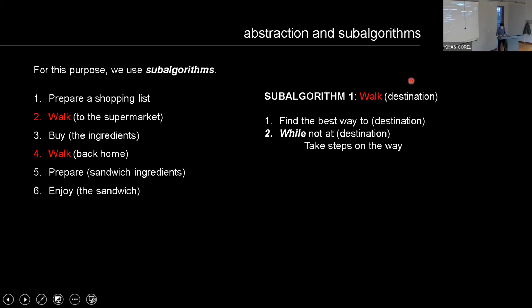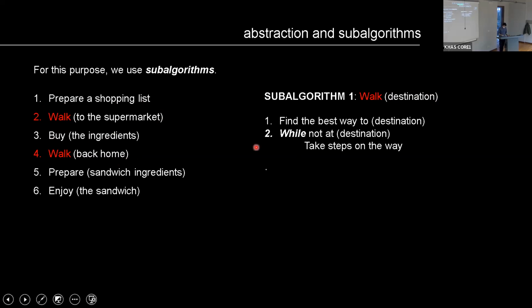So now we have a sub-algorithm with destination as its variable. If you define the walk algorithm with destination as its variable, as the name suggests, destination can vary, it can change. You can insert anything in place of destination here. And that's what we have done here. In the second step, we used this sub-algorithm with destination supermarket. And here, in this fourth step, we used the same sub-algorithm with destination home, back home.